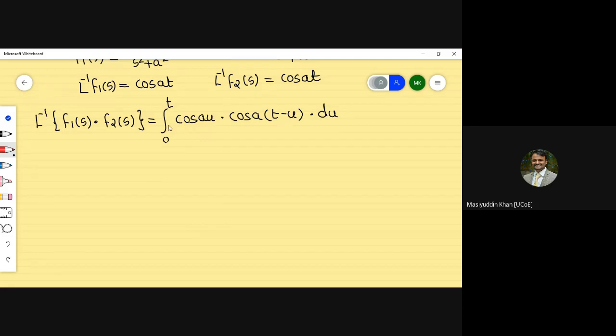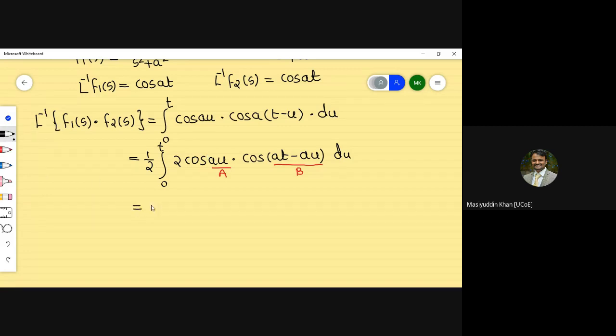So if I multiply with 2 and divide with 2, then I will fulfill the condition of defactorization formula. So 1 by 2 integral 0 to t, 2 cos of au into cos of at minus au into du. Now just see that this is A and this whole part is treated as B. So 2 cos A into cos B.